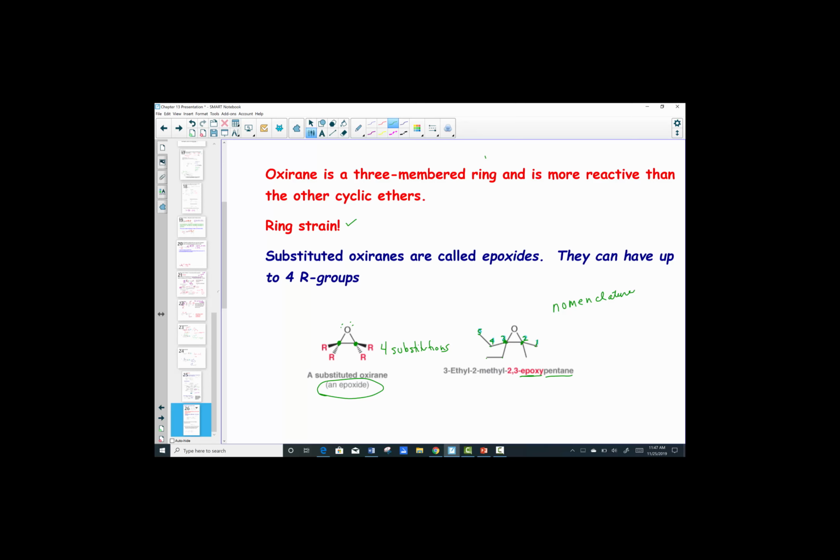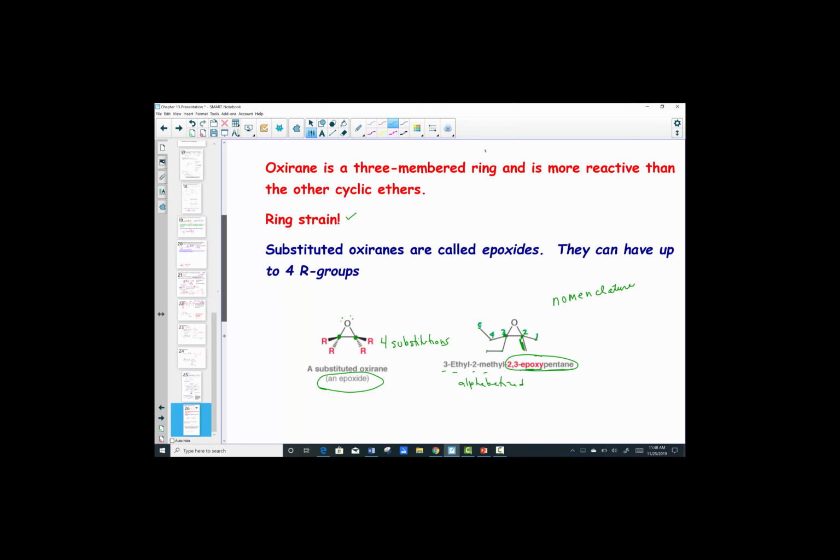And on carbon 3, I see an ethyl group. And on carbon 2, I see a methyl group. And it's just all alphabetized. So I have 3-ethyl, 2-methyl. That is alphabetized. Notice this 2,3-epoxy is part of the root word name, so it's listed right in front of the pentane. But it is listed as a linkage between carbon 2 and 3. So attach it directly to the last name.